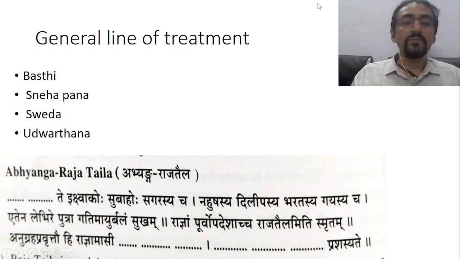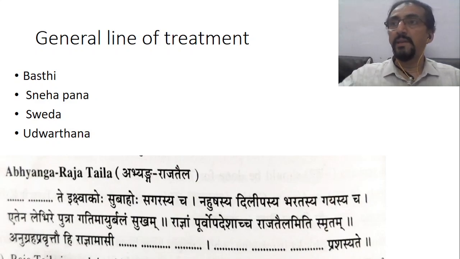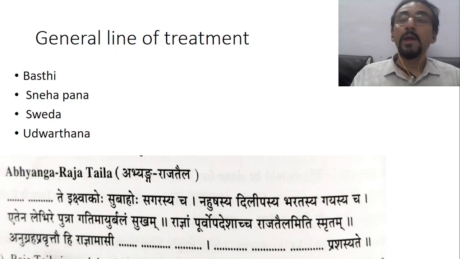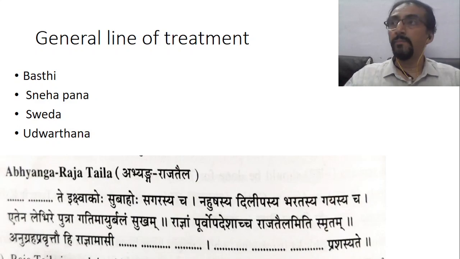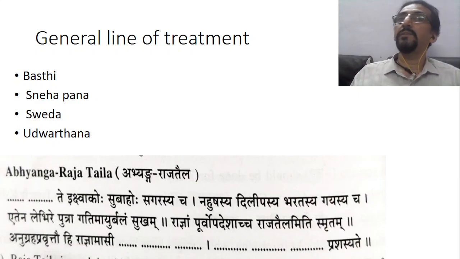So Rajataila, because the Rajaputras of Ikshvaku, Subahu, Sagara, Nahusha, Dilipa, Bharata, Gaya benefited: gatim ayur balam sukham. This Rajataila gives gati, movement. That means in Phakka Roga they are not able to walk, so it provides gati, movement, and motor milestones develop. Ayur, it increases life expectancy or lifespan. Balam, it also increases strength. Sukham, it also gives sukha. So these are the benefits of Rajataila: gatim, ayur, balam, sukham. Therefore, as it was very beneficial, the name Rajataila was given.